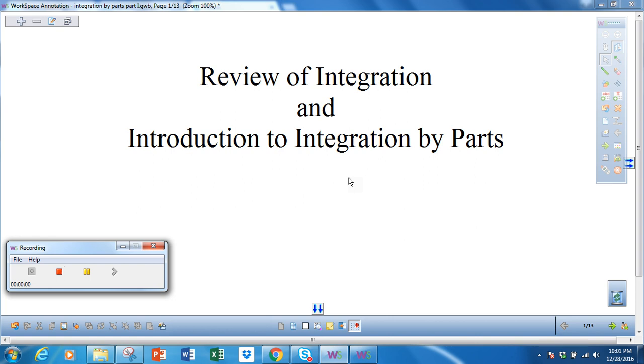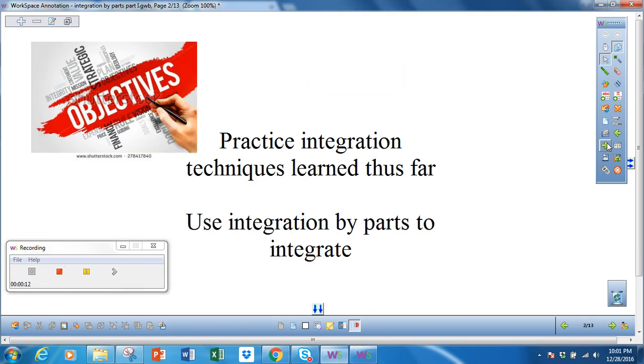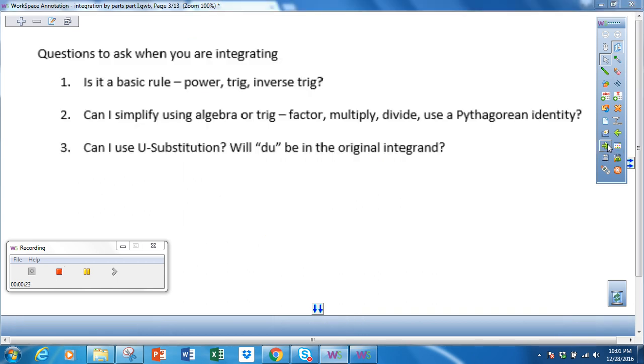Okay, so we're going to begin today by doing a review of integration before we get to integration by parts, which is actually a BC topic, but we're going to introduce it in AB. So our objectives today is to practice integration techniques that we've learned so far, and then we're going to start with integration by parts. Fun stuff.